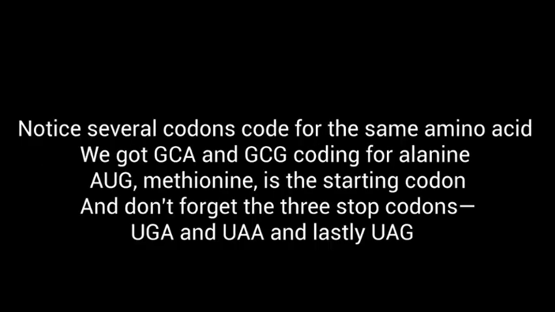Notice several codons code for the same amino acid. We got GCA and GCG coding for alanine. AUG, methionine, is the starting codon, and don't forget the three stop codons: UGA, UAA, and lastly UAG.